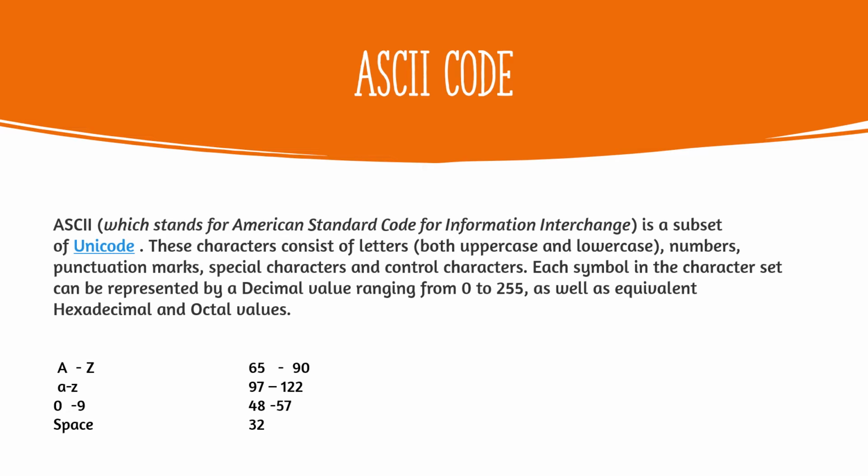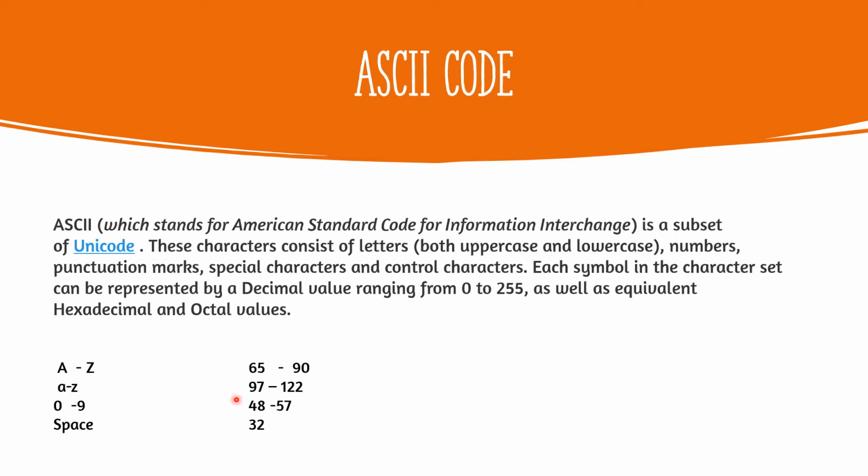And each symbol, whatever symbol is given in the ASCII code, is represented by a numeric value, a decimal value from 0 to 255. So here, the ASCII code of capital A to Z is 65 to 90. That means capital A's ASCII code is 65, capital B is 66, capital C is 67, and capital Z is 90. And small a to z is 97 to 122.